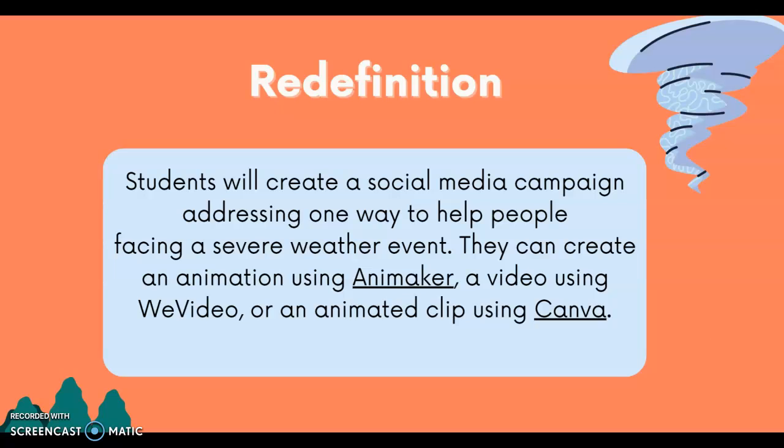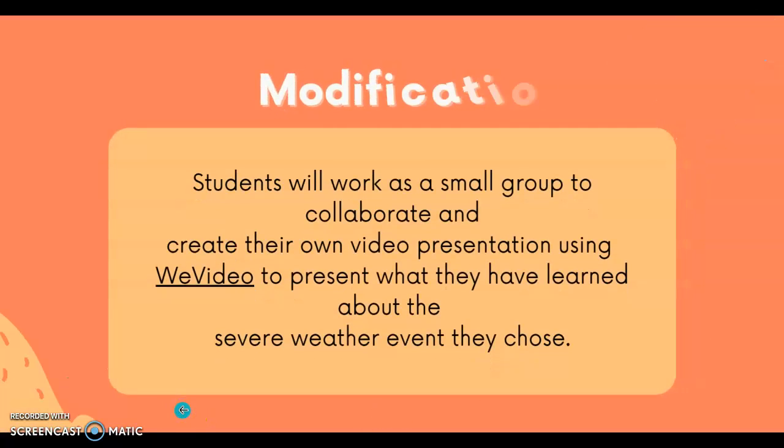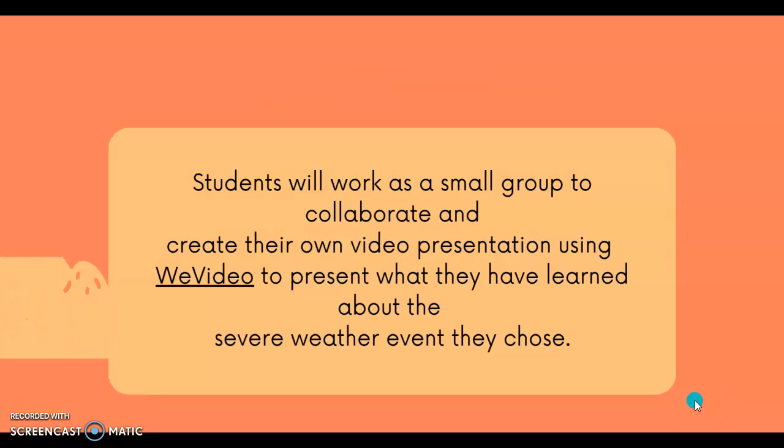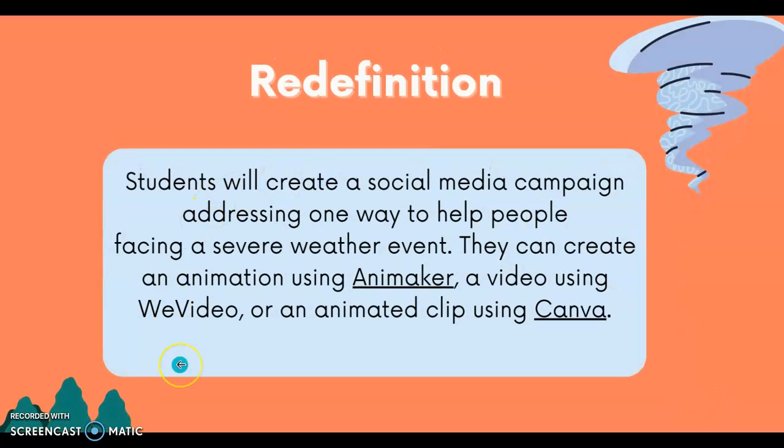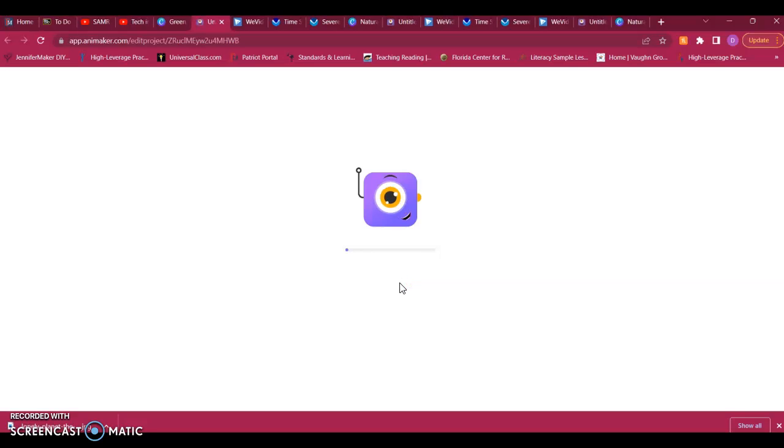And with that modification, they would share either inside their small group, or they could share as the classroom as a whole. And then with redefinition, we have completely transformed and using social media to address one way to help people facing a severe weather event. And they can create an animation using Animaker here. And this is just a visual of what Animaker looks like.